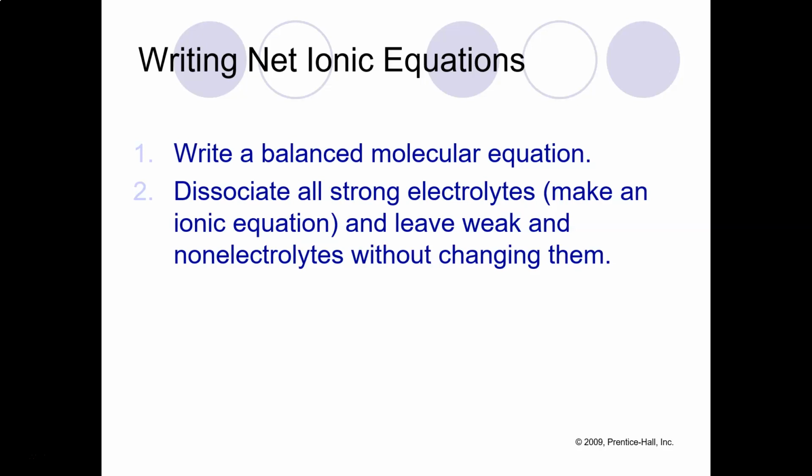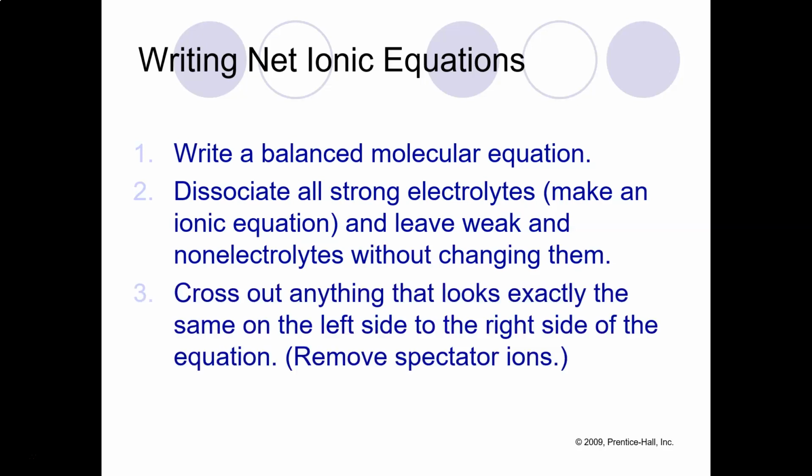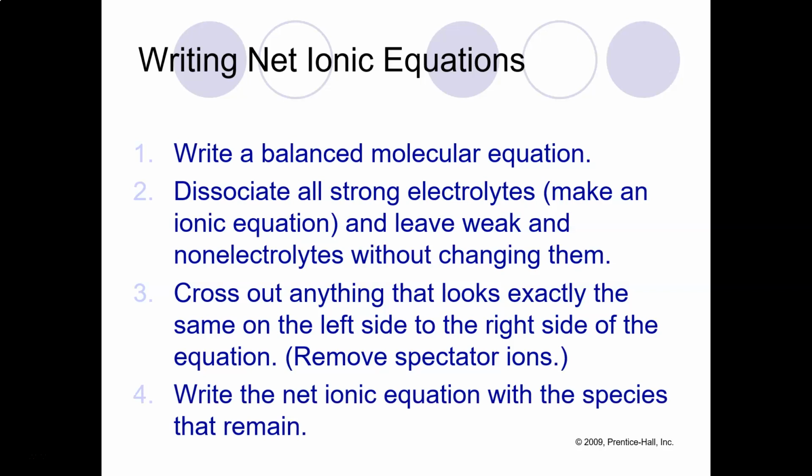Do not change. So if you recognize something as a weak electrolyte or a non-electrolyte, do not break it apart. If something is a strong electrolyte, you break it apart into its ions. You dissociate it. Then, to get to the net ionic equation, you cross out anything that looks exactly the same on the left-hand and right-hand side of the equation, which is, in shorter words, removing the spectator ions. And then rewrite what is left. Write the remaining stuff that was not crossed out, and that should be the net ionic equation.